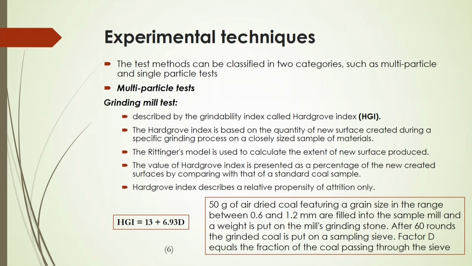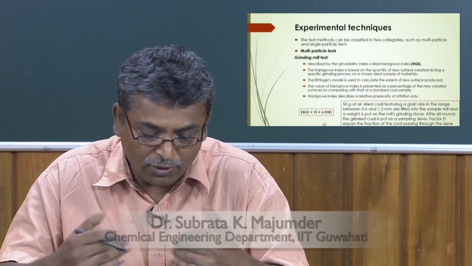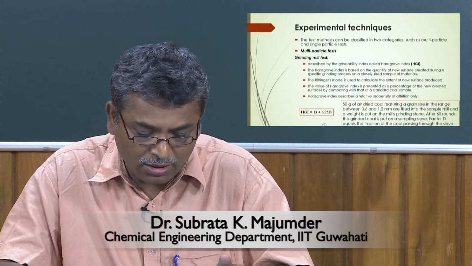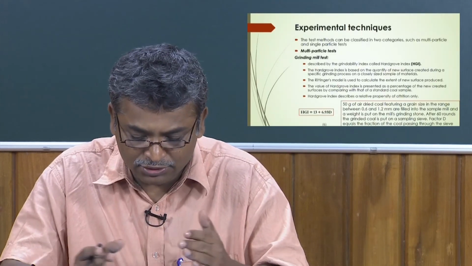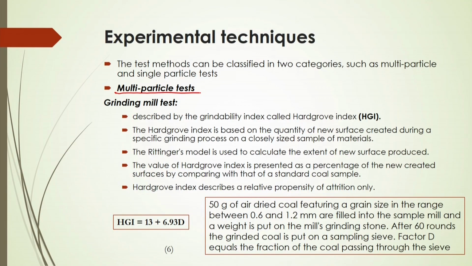Now, experimentally, how to obtain the extent of this attrition here. The test methods can be classified into categories such as multi-particle and single particle tests. If you are using different types of particles, maybe coal and sand mixture, or similar types of particles, their collision will be there. So, that is why multi-particle or single particle tests will be there. If you are doing the test with multi-particle, then of course you will get different characteristics. In case of multi-particle tests, it is called the grinding mill test here.